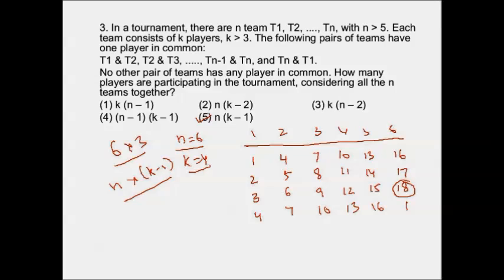So I see that Tushar is saying, why are there 2 players repeated in team 6? So Tushar, you will see that T1 and T2 will have one player in common, and T1 and Tn will also have one player in common.